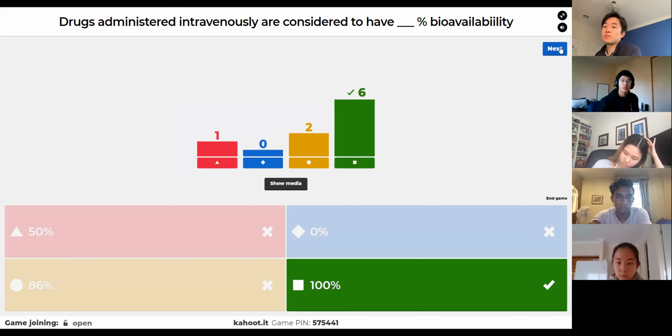So IV drugs are 100% bioavailable, because the definition of bioavailability is based on an IV drug. So it's always going to be 100% there. This is a high yield question.